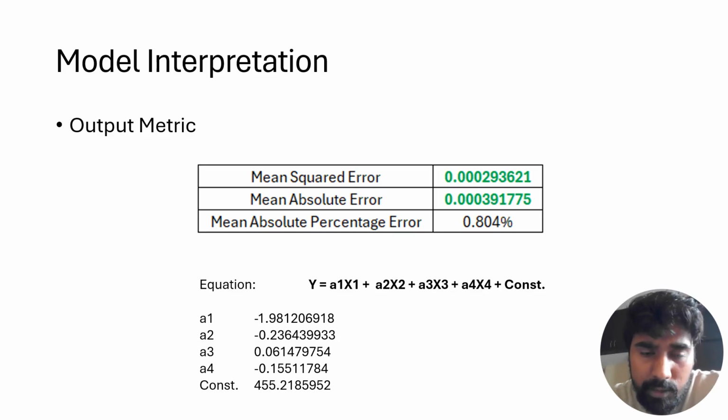Had this model not produced this level of error, we would have tried and figured out another way of evaluating the model, or chosen a different algorithm, but that was not the case, and that's why we rested our case here. And as you can see, this is the equation, and these are the values for the coefficients and constant.